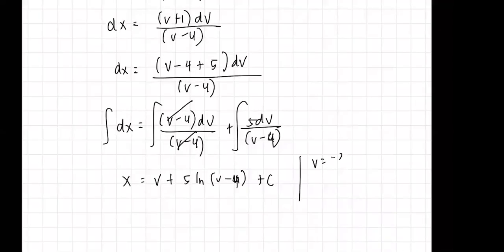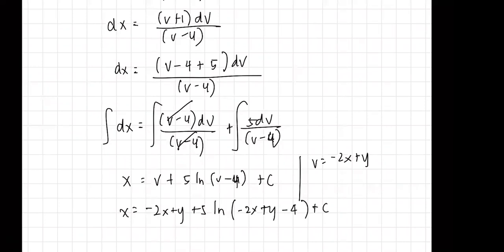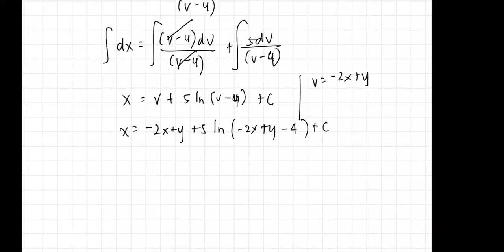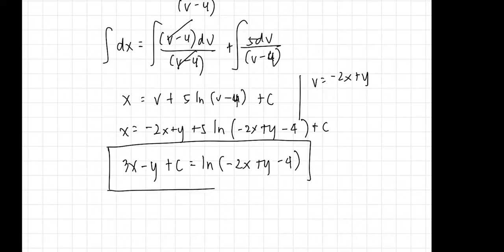So, v is equals to negative 2x plus y. So, x will be negative 2x plus y plus 5 ln negative 2x plus y minus 4 plus c. So, this will be, combine natin like terms. So, 3x minus y plus c is equals to ln negative 2x plus y minus 4. Okay? So, this will be your final answer.